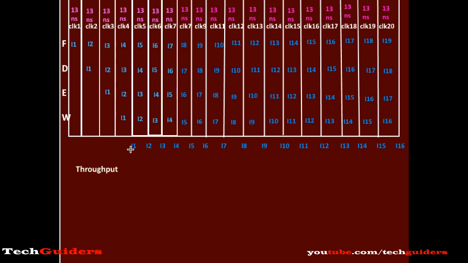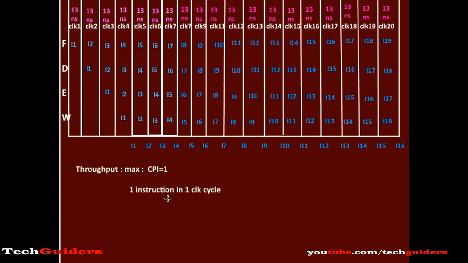If the pipeline functions in a smooth way like this, then in every clock we are getting one instruction out. This means the maximum throughput that can be achieved is CPI equal to 1. Clock per instruction is equal to 1. CPI equal to 1 implies one instruction processed in one clock. In other words, we can say throughput is the maximum number of instructions processed in a particular period of time, or within a span of time.